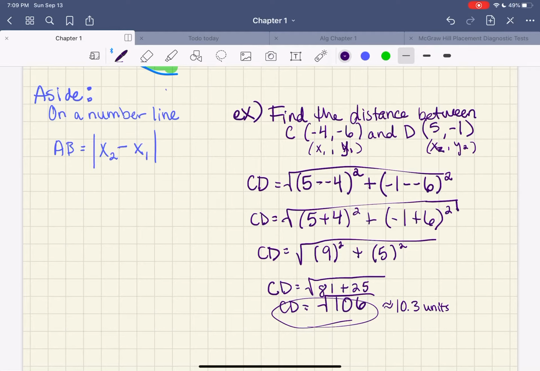But we don't need to know that. So all that matters to me is that this is in its simplified radical form, which it is, and then I can just leave it as the square root of 106 and move on to my next problem. Okay, let me do one more.